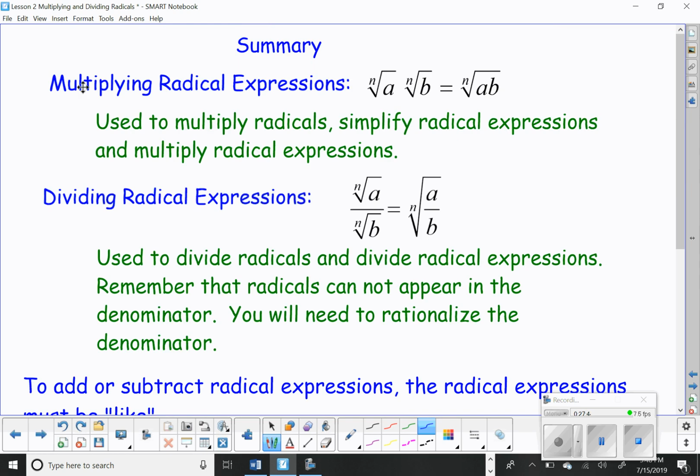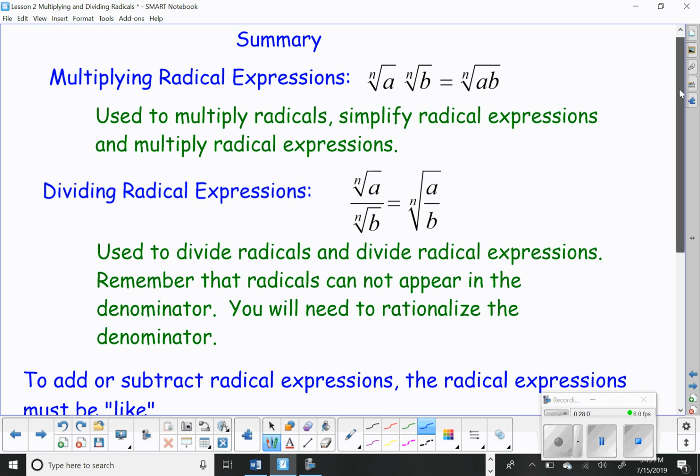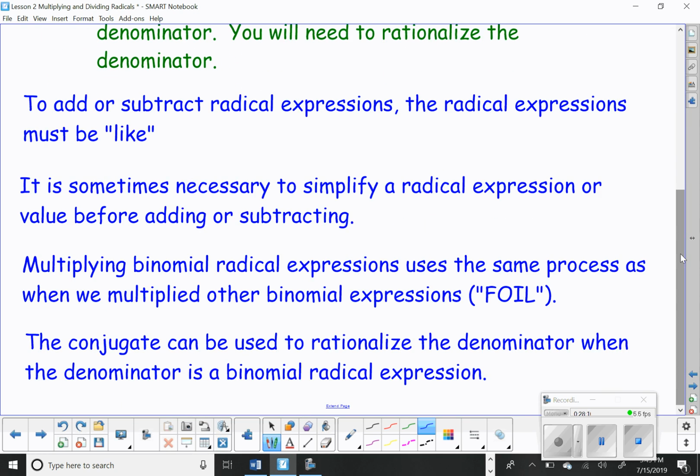Okay, notice, multiplying radical expressions. We can put the things together or separate them underneath the radical. We use it to multiply radicals, simplify radical expressions, and multiply them. Dividing radicals, again, I can combine everything under the single radical or break it apart. You go forward or backwards, whichever makes more sense, whatever makes the problem easier to simplify. Now, to add or subtract, we must have like expressions. It is sometimes necessary to simplify each individual radical expression prior to adding or subtracting.